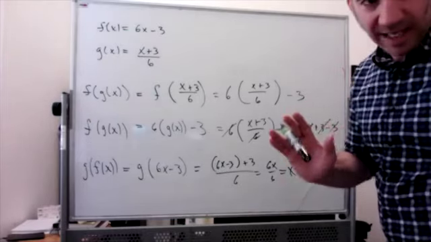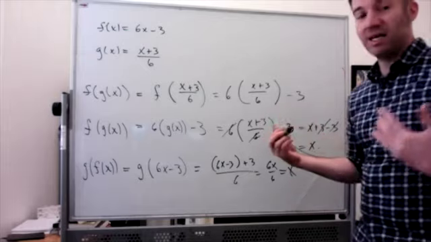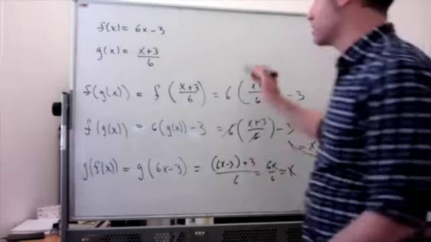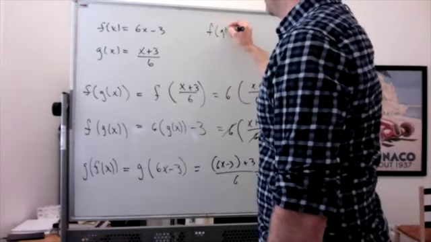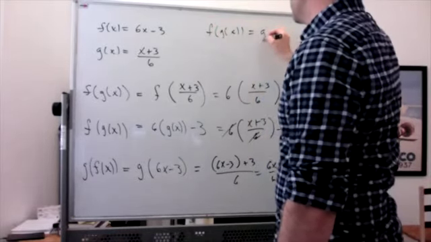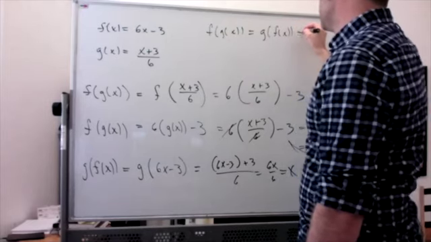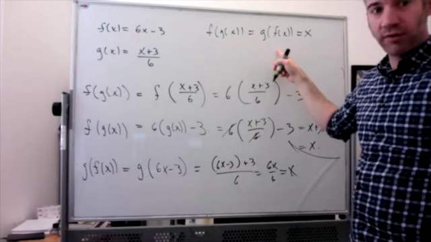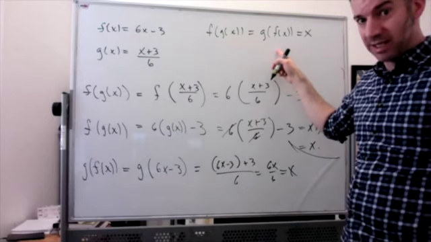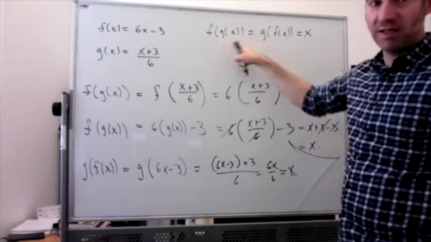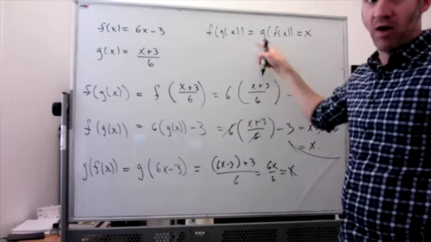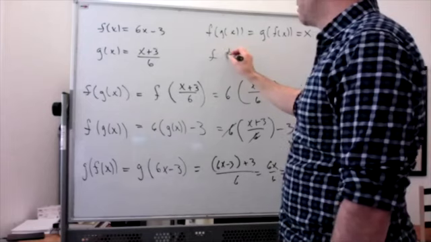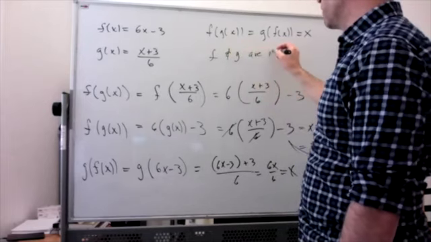Not that the question asked this, but this does tell us that since f of g of x and g of f of x both equal x, we got that f of g of x equals g of f of x equals x. Usually the reverse order of composing functions isn't the same. Usually f of g of x and g of f of x are not the same, but when they are the same and equal to x, this means that f and g are inverse functions.